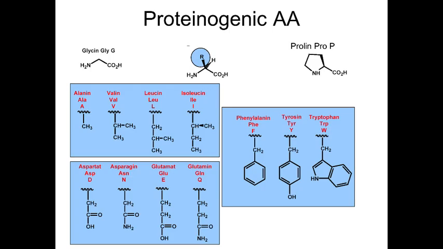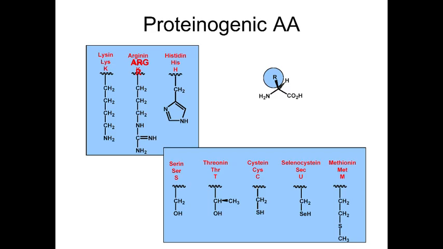Then there are amino acids present in these 21 amino acids that contain aromatic rings. This is phenylalanine, tyrosine, and tryptophan. And finally, we have amino acids with side chains that are derived from carboxylic acids, and this is aspartate, asparagine, glutamate, and glutamine.